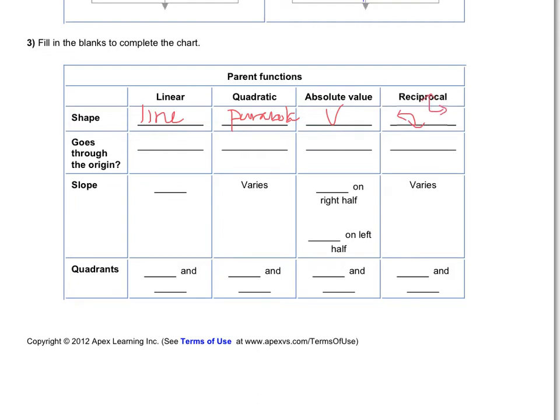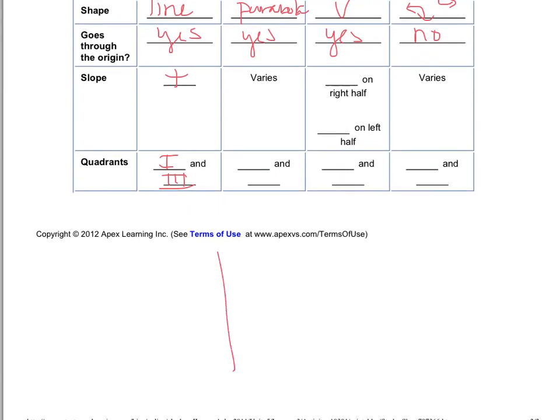Our linear parent function does go through the origin. So does our quadratic and our absolute value. Our reciprocal does not. Our linear parent function has a positive slope, and it's in quadrants 1 and 3. Okay, thinking back to your quadrants, it's been a while since you've talked about these. They are 1, 2, 3, and 4. And your linear parent function is the line that goes through 1 and 3.